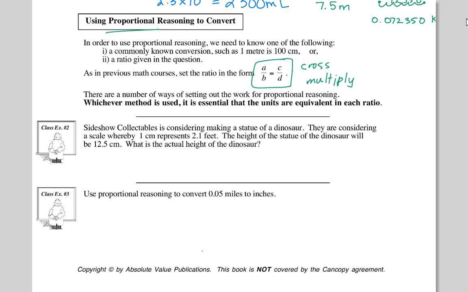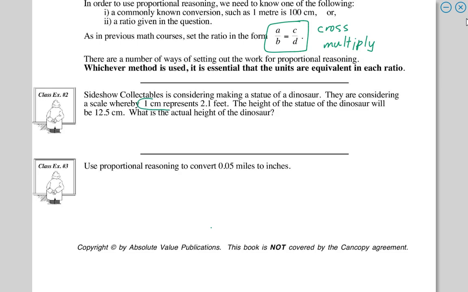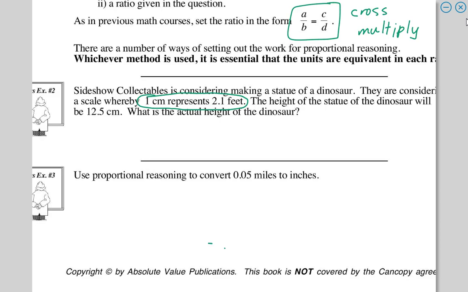Here they're going to talk about some model dinosaur. I'm not going to read it. I just see this right here. That's the conversion factor right there. 1 centimeter is equivalent to 2.1 feet for this model dinosaur, whatever it is. It's a model. It's a scale factor. It's like when you draw a map down: 1 centimeter might represent 1 kilometer.